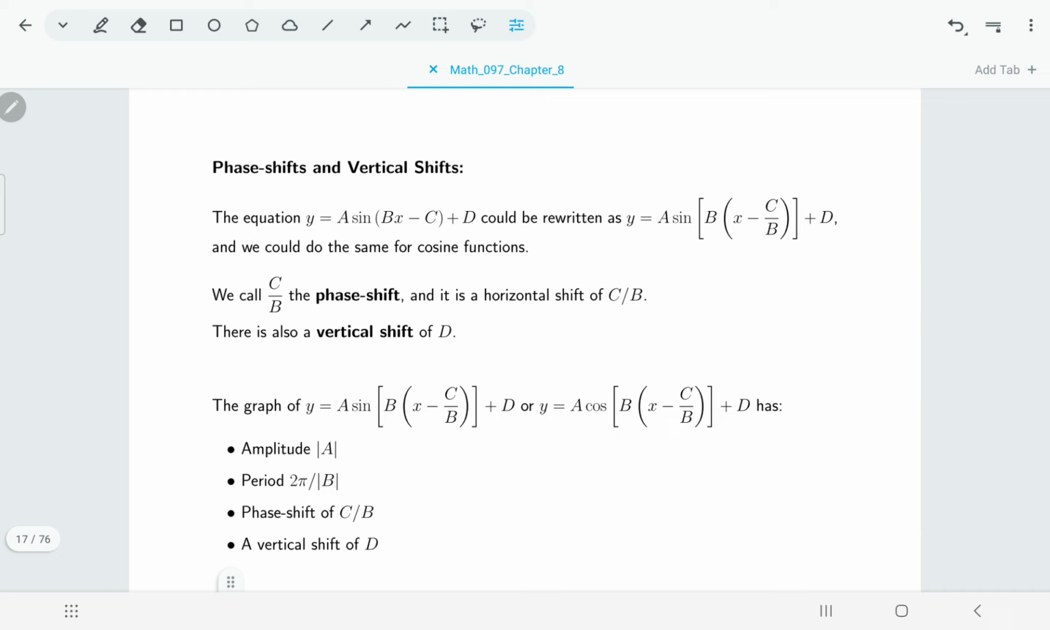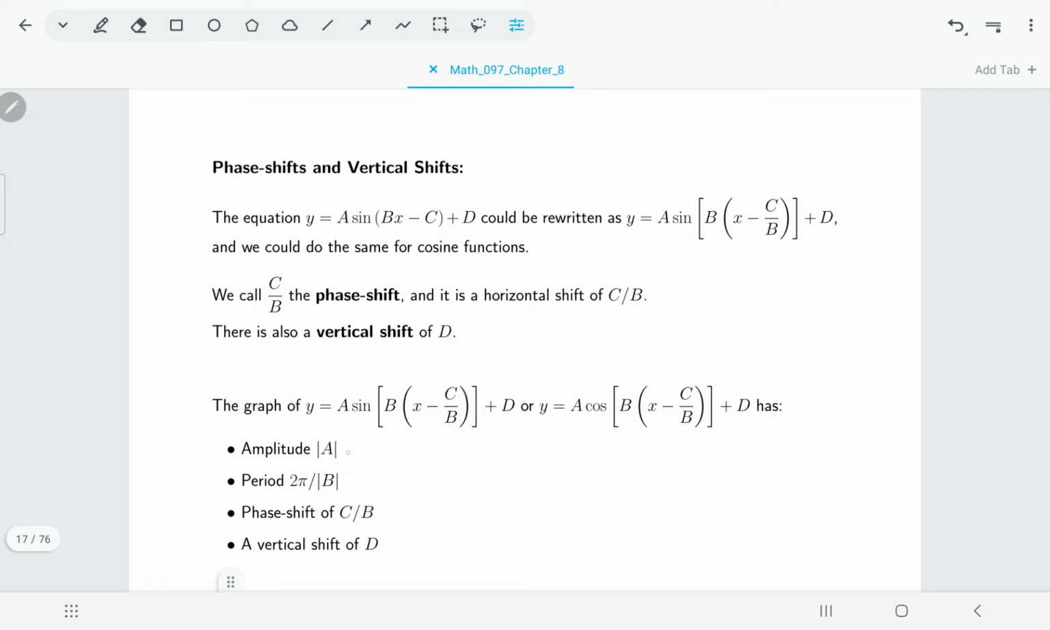So once we have our sine function or our cosine function, and it's been written in this nice form where the b that's in front of the x has been factored out, we can identify as before our amplitude and our period. Amplitude is absolute value of a, period is 2 pi divided by absolute value of b. And then our phase shift and our vertical shift, phase shift being c over b, and our vertical shift being d.